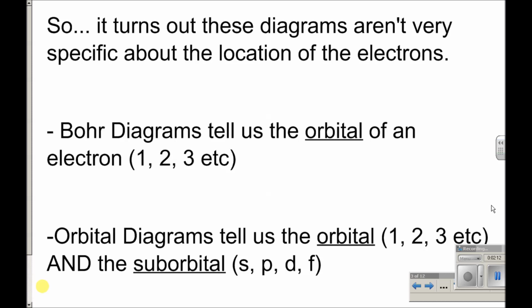Orbital diagrams not only tell us the orbital, 1, 2, 3, and so on, but also the suborbital, which is a more specific space within that first, second, third, and so on orbital. And instead of using numbers for the suborbitals, we use letters: s, p, d, and f. And that suborbital is about as specific as the receptionist telling your parents what classroom you are in.